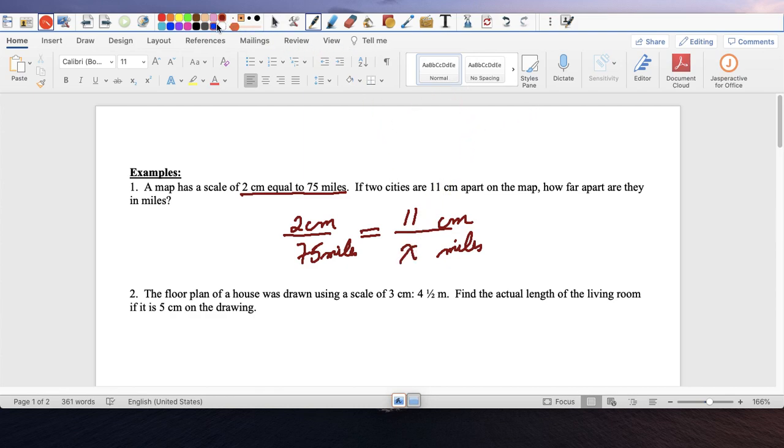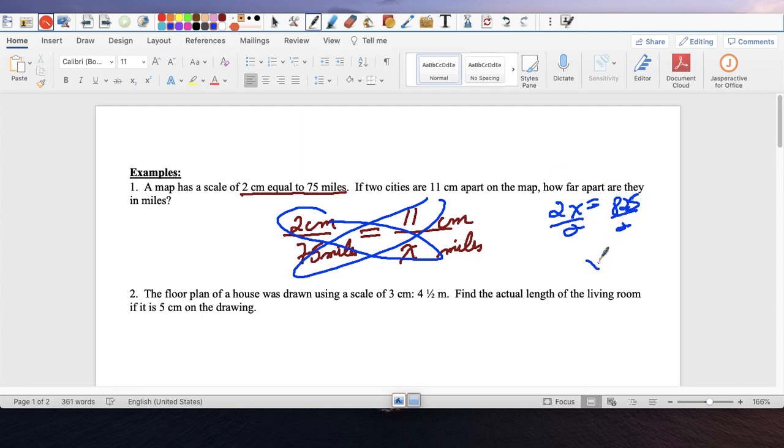You can cross multiply, you can find a relationship. In this case, it's times 5.5. Well, we're going to need a calculator anyway. So if we cross multiply, you get 2x, right? And 75 times 11, which is 825. Divide by 2, divide by 2, x equals 412.5. And that's the distance between the two cities.